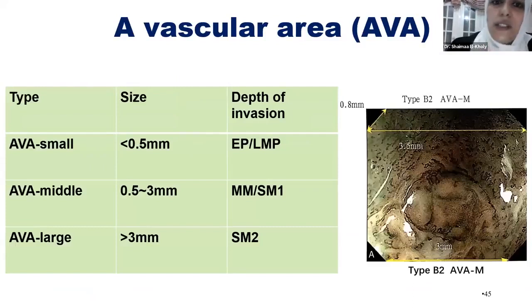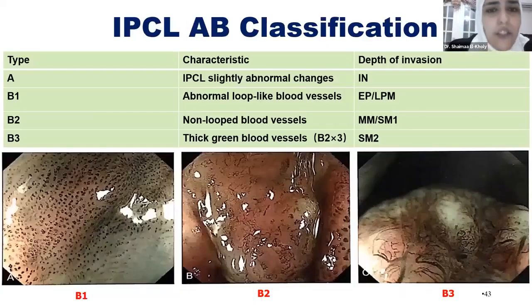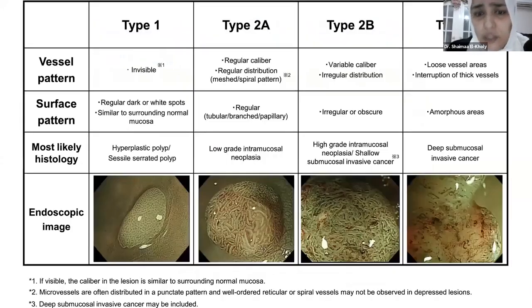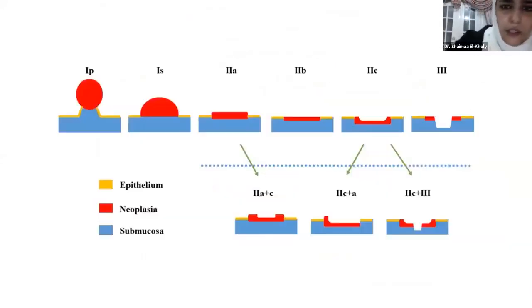But these systems need magnification endoscopy, and this magnification endoscopy is not available in Egypt. So we don't have other options. So we will have to depend on the surface, roughly from the chroma endoscopy or from narrowband, and not from the blood vessels. We can use the Kudo classification, we can use the JNET classification, we can use the NICE classification, and of course the Paris classification.